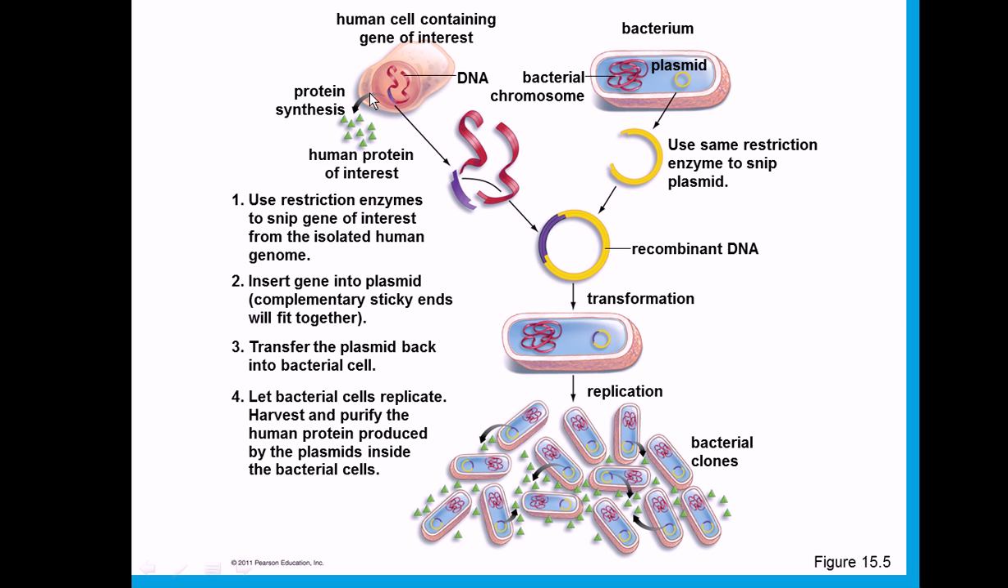So let's see, this is a way how gene cloning is done. Here is your human cell which contains the gene of your interest. Suppose this purple thing is your gene of interest. This is the chromosome where your gene of interest is. Now you have to cut it out. How are you going to cut it out? With the help of restriction enzymes. This purple part is the gene in which you are interested.